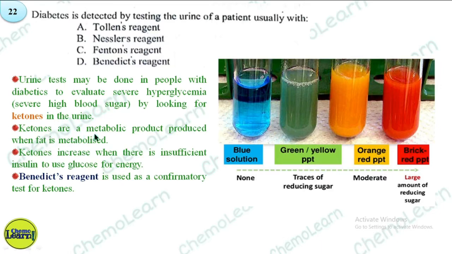So, ketones are a metabolic product produced when fat is metabolized. So, ketones increase when there is insufficient insulin to give glucose for energy. So, Benedict's reagent is used as a confirmatory test. You have to remember that urine test for diabetic patients is done by Benedict's. This is the reaction or changes.